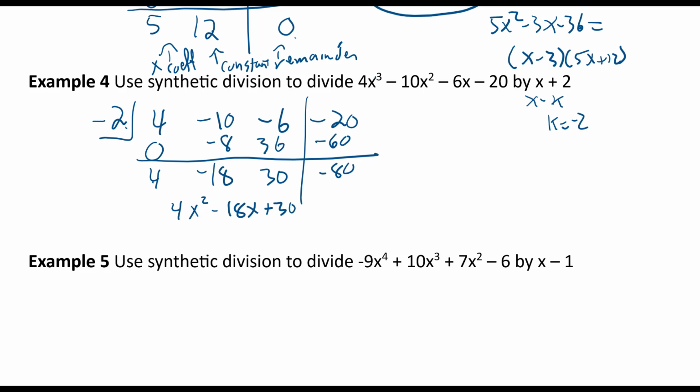Notice it was an x cubed. Now it's x squared, it goes down by 1. Plus, and here's a way to write the remainder, -80 over x plus 2. Because I should have been doing it on the other ones for the long division. But you put the remainder over the divisor.